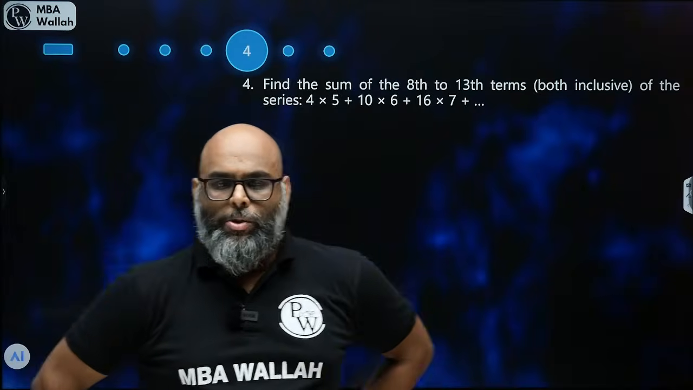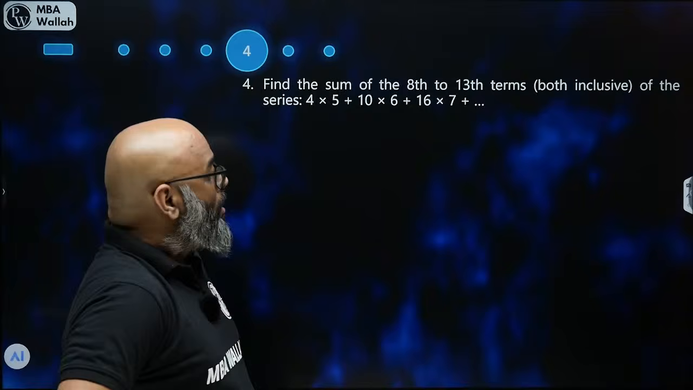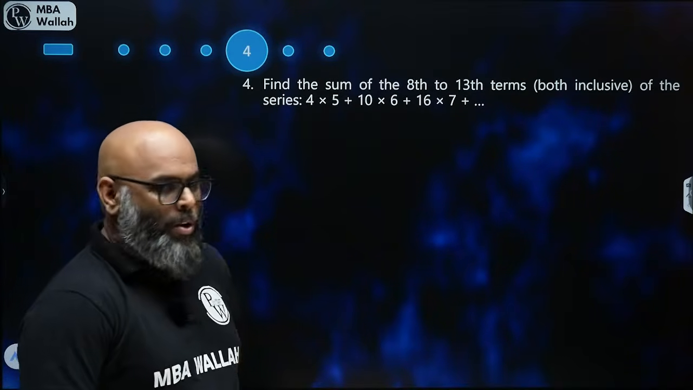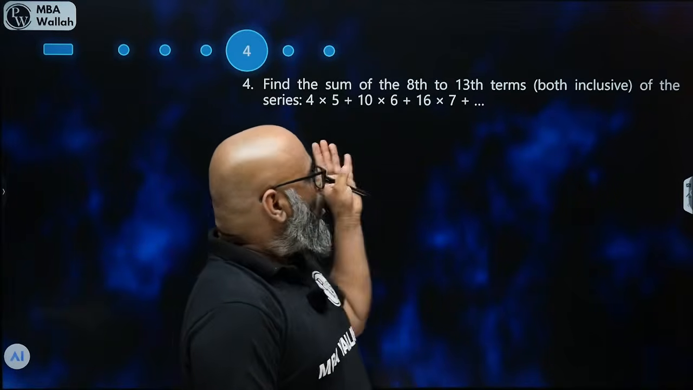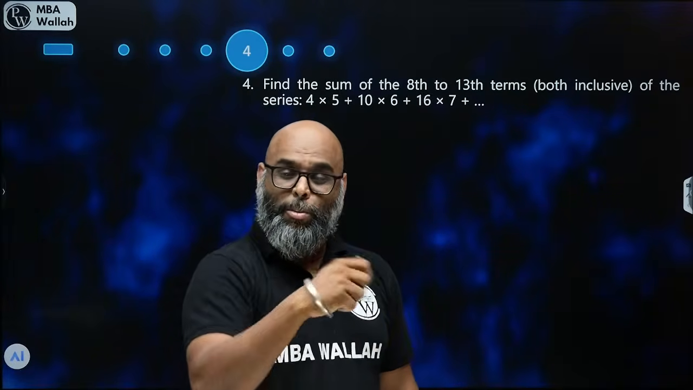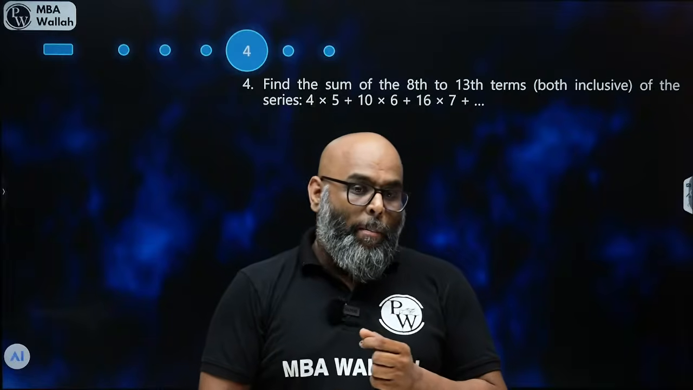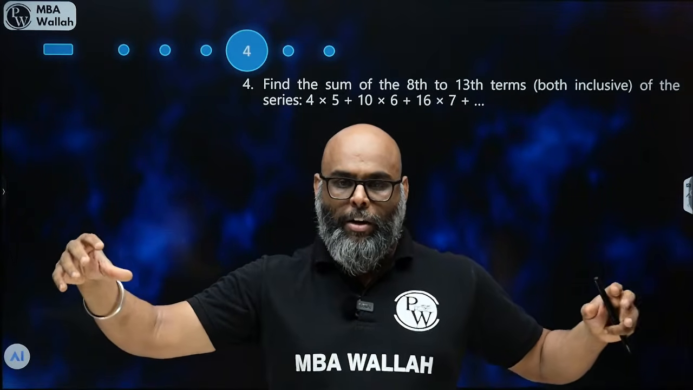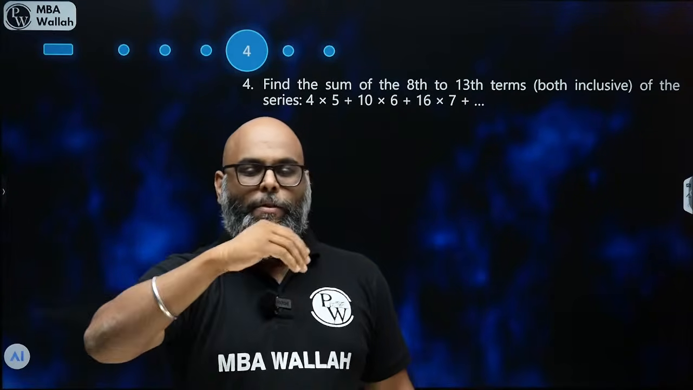So we look at this question. It says find the sum of the 8th to 13th term, both inclusive, of the series 4 into 5, 10 into 6, 16 into 7 and so on. Same question, same idea, but they are not giving us all the way from 1 to 13. They are asking from the 8th term to the 13th term. So there isn't a definitive formula to find a middle part of a series. When you are looking at a summation, we start from n equal to 1 to n. You cannot do it from midway.